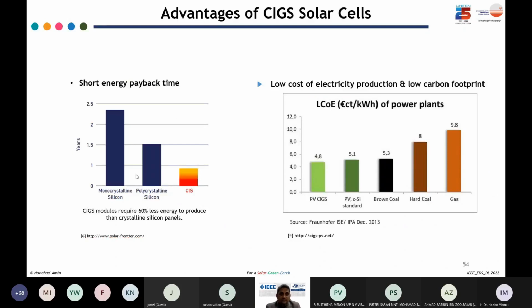And also in terms of energy payback, because of the energy that we use to make the solar panels, there is an idea of how much time it takes to pay it back into nature. If you compare with crystalline and polycrystalline, you see that CIS or thin film solar cells are the least in terms of energy payback time, less than 1 year. And compared with others, it is really competitive in terms of LCOE, levelized cost of electricity production.